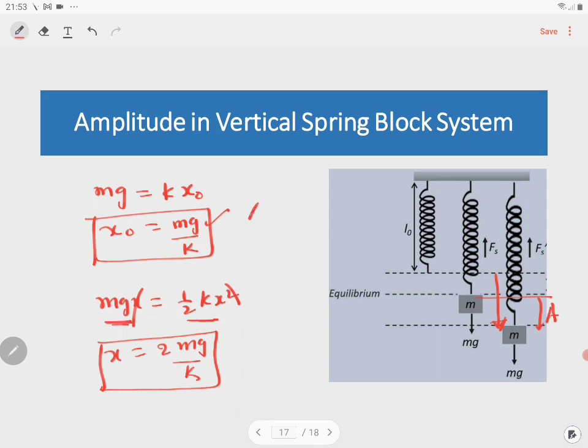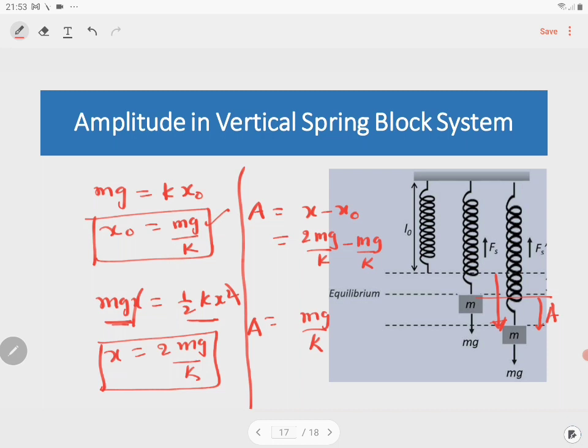The difference will give you amplitude, always remember, x minus x naught. That is 2mg by k minus mg by k. So that is equal to mg by k. This is the amplitude A.